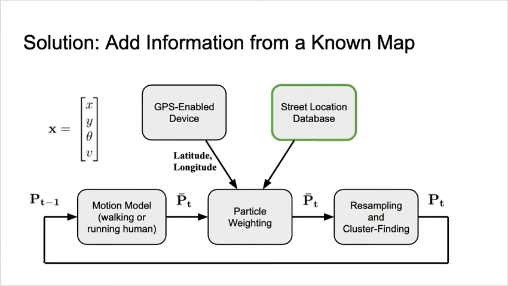My solution to this problem is to implement a particle filter, similar to the ones we designed in Lab 4, with one significant addition. Instead of just using sensor measurements from the GPS to calculate particle weights, I will also be using information from a database of known street locations. So my particle filter will weight particles that are on or very near known streets much higher than particles that are not.